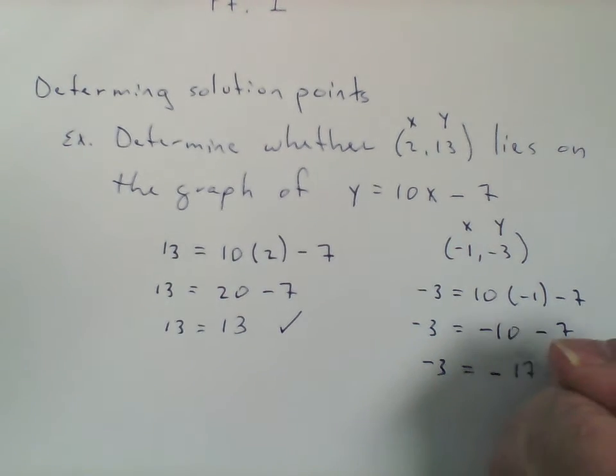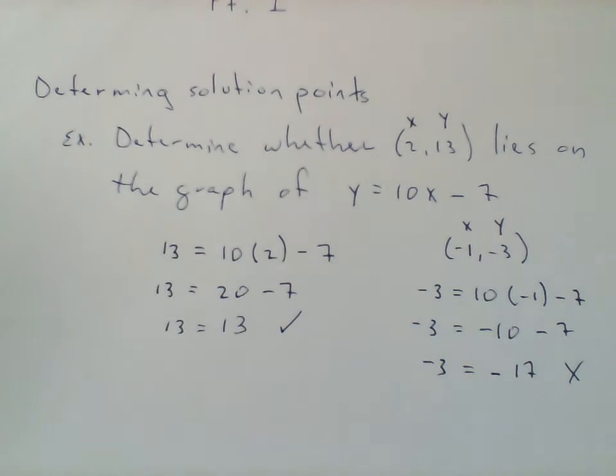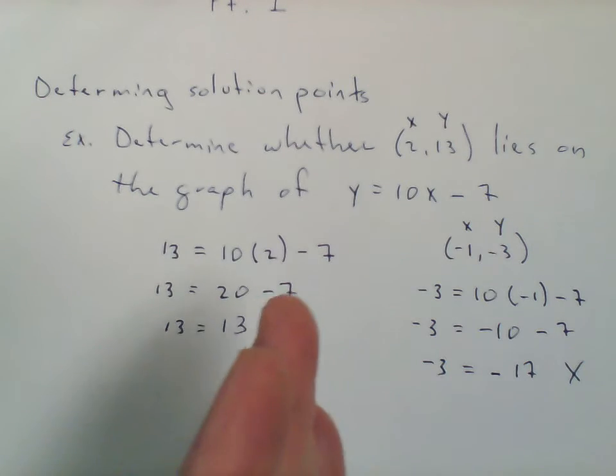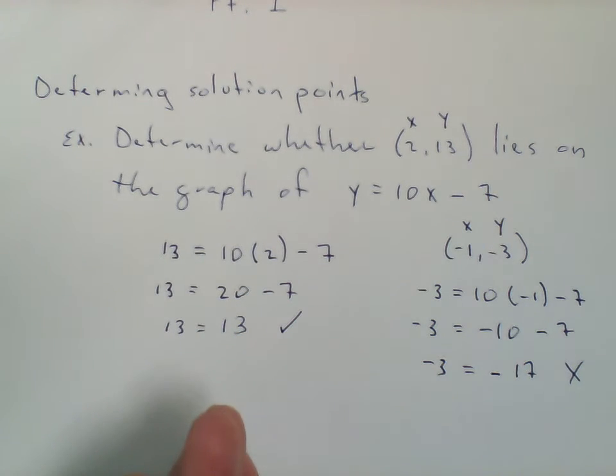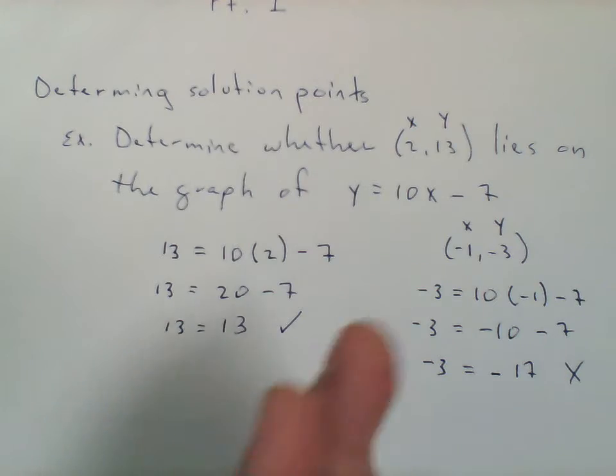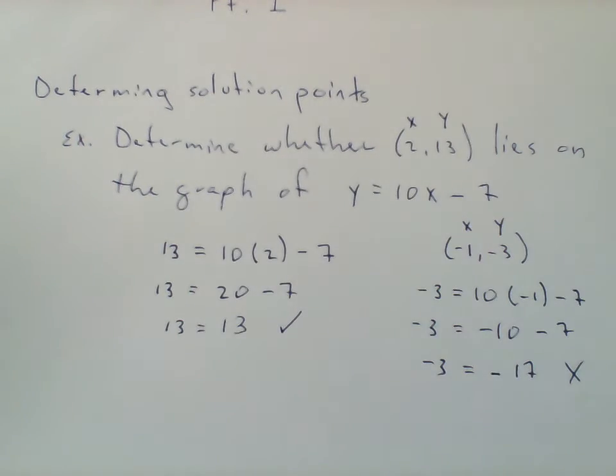And so this would be untrue, which means that the graph of this line is not going to go through the point (-1, -3), unlike the other equation that we solved showed that the graph does clearly go through the point (2, 13). And that's all we have to do to determine solution points. It's just plugging numbers in and seeing if they're true.